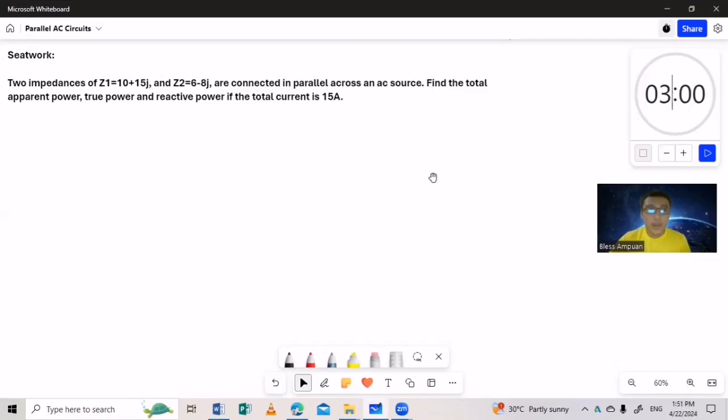Okay, so for our set work for today, I will give you 3 minutes to answer this problem. After answering, you must send your solution by PM to my account so I could check if your set work answer is correct. So you may start answering now.